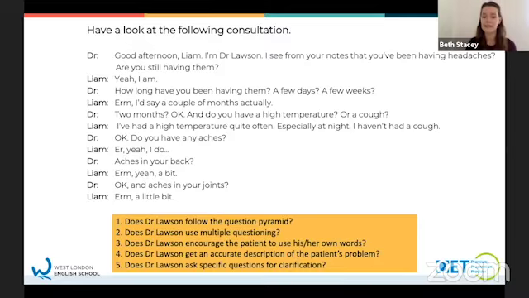Question 3 is, does the doctor encourage the patient to use their own words? They're not saying, have you got a sore throat? Then the patient is going to say, yeah, I do. Whereas if you say, how is your throat? Then the patient can say sore. And this is them using their own words. An accurate description is question 4. And 5, does he ask specific questions for clarifying? So I'll just give you a minute to read through this and answer those questions at the bottom.